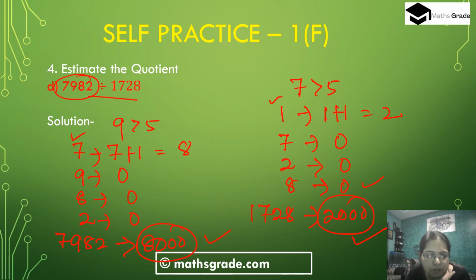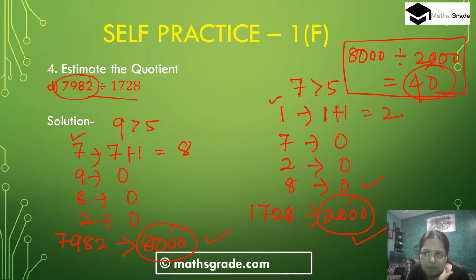Now divide 8000 by 2000, and 8000 divided by 2000 is 40, and 40 is our answer. So the estimated quotient of 7982 divided by 1728 is 40. 40 is our answer.